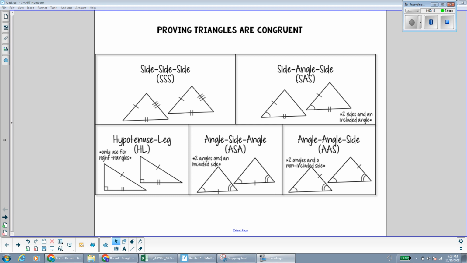If you are proving that two triangles are congruent, it's going to come down to one of our five methods: SSS, SAS, ASA, AAS, or HL. Remember, HL is only for right triangles. Keep in mind, just because you have a right triangle doesn't automatically mean that they're going to be congruent by HL. It just means that when you have right triangles, it's a possibility that you can use HL. So don't just jump to HL. Definitely make sure that you have the information that you need, which would be a congruent hypotenuse and a congruent pair of legs.